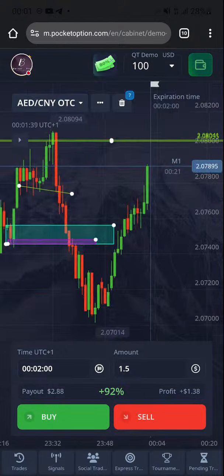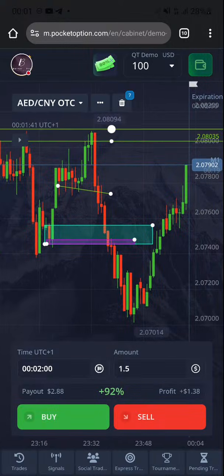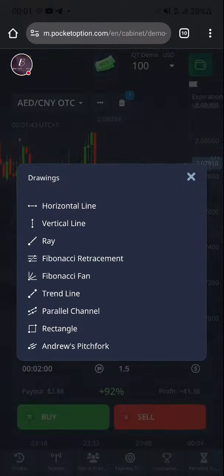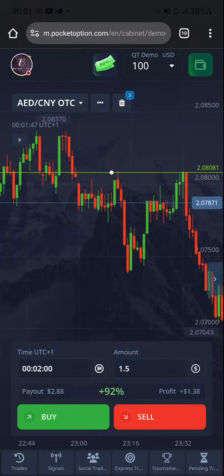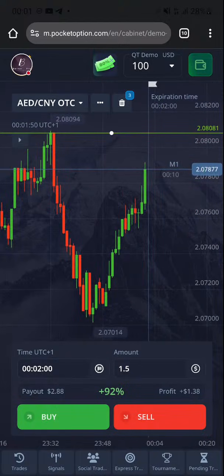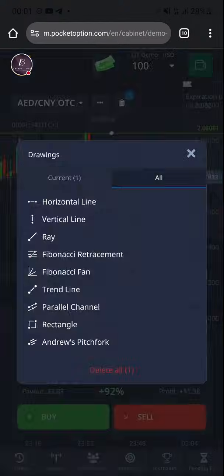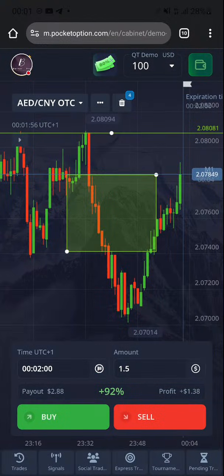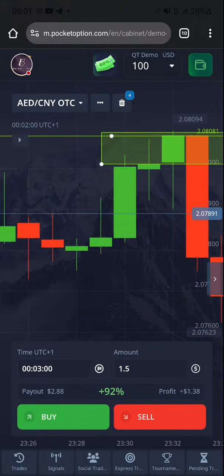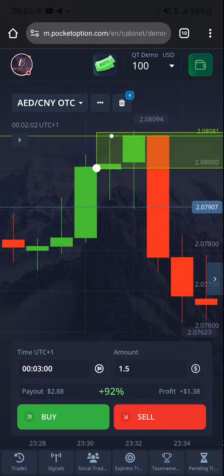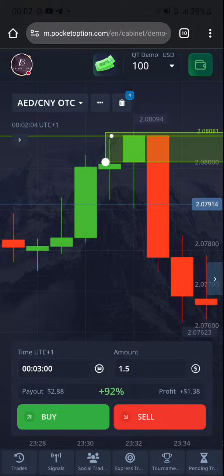So let's check the rest of the markets. We have a total breakout here. Let me clear all this. This is going to be a total breakout. We're going to take the trade. Yes, it's going to be a beautiful trade. Now, if you don't understand what a total breakout is, don't worry, I will explain it. If you're a beginner, don't worry.